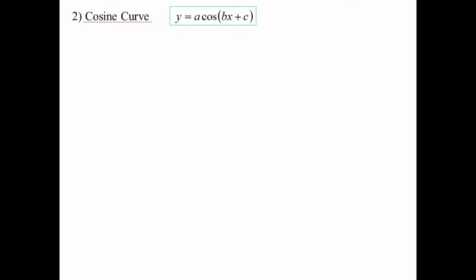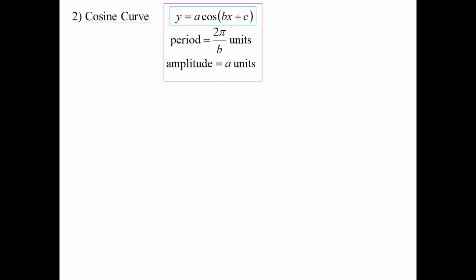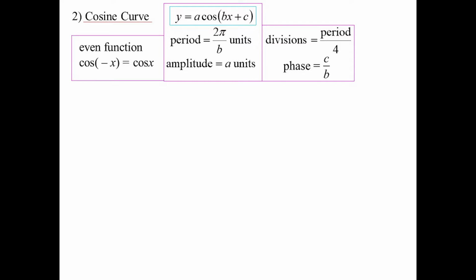If I generalize it, a cos bx plus c, once again, the period would be 2 pi on b. That's not going to change. The amplitude will be a, not going to change. I'll mark off my divisions every period on 4. Yep. Phase is still c on b. In this case, you remember a cosine curve is an even function, so we should see symmetry in the y-axis.